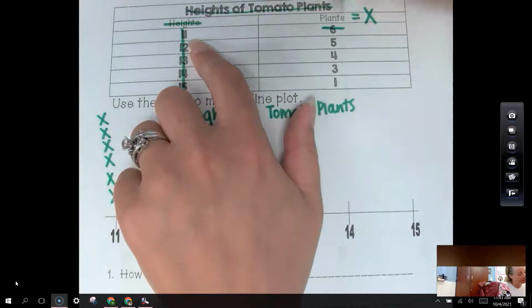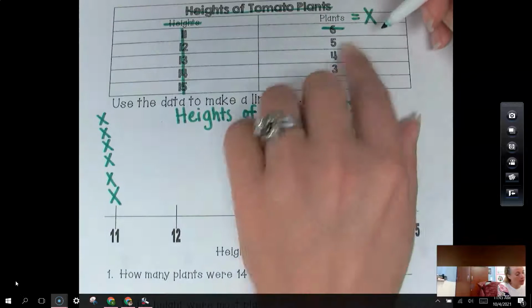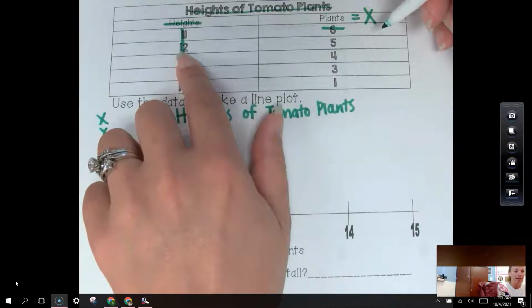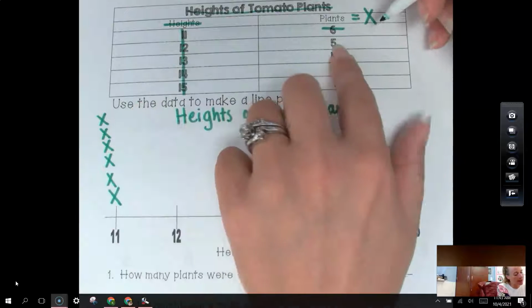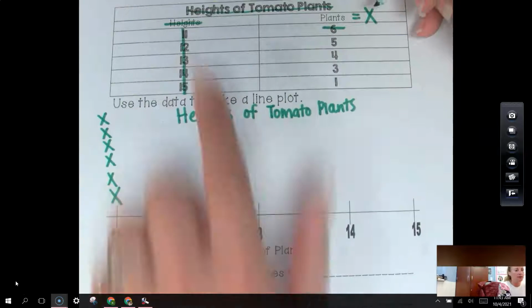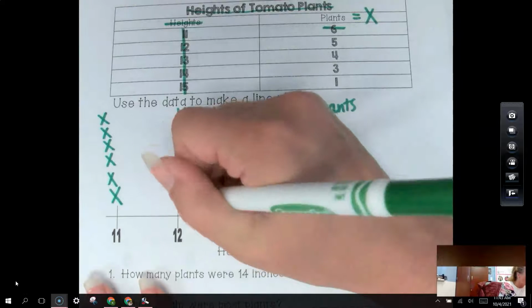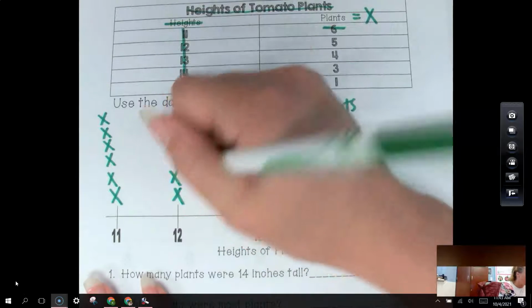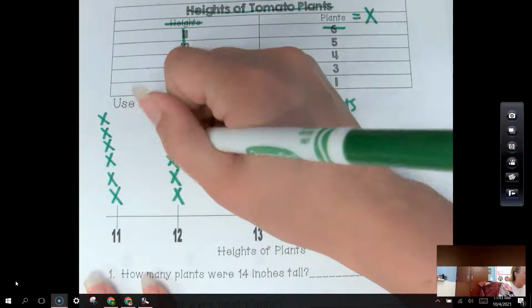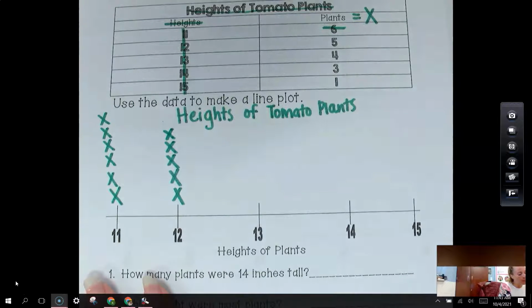And cross it off. There are 5 plants that are 12 inches. So we will draw 5 X's to represent 12 inches. So 1, 2, 3, 4, 5. 5 of those plants are 12 inches. And cross off 5.